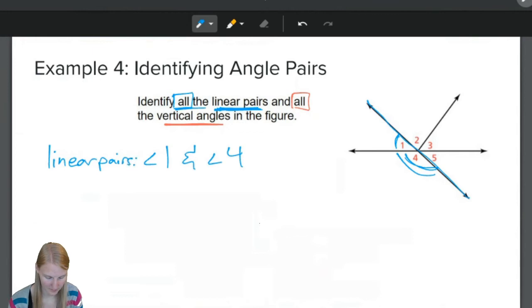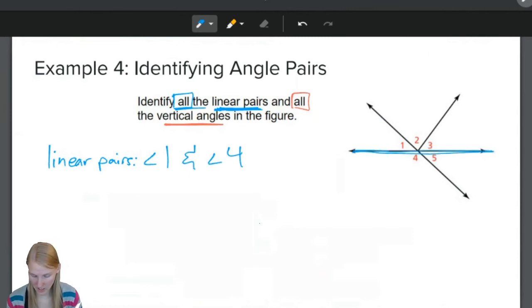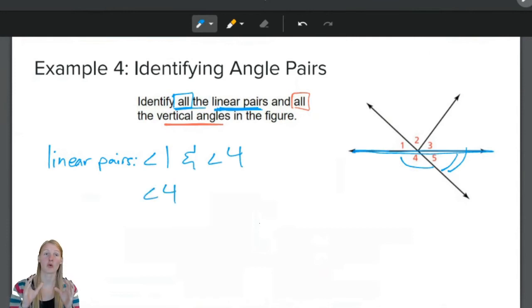Linear pairs. There we go. Space in between our words. Okay. Are there any other linear pairs? Oh my goodness, I almost missed one. This first line we looked at, the top had 3 angles, but the bottom only has 2. 4 and 5. And because 4 and 5 are adjacent, they share this side, and they make a line. 4 and 5 are also linear pairs.